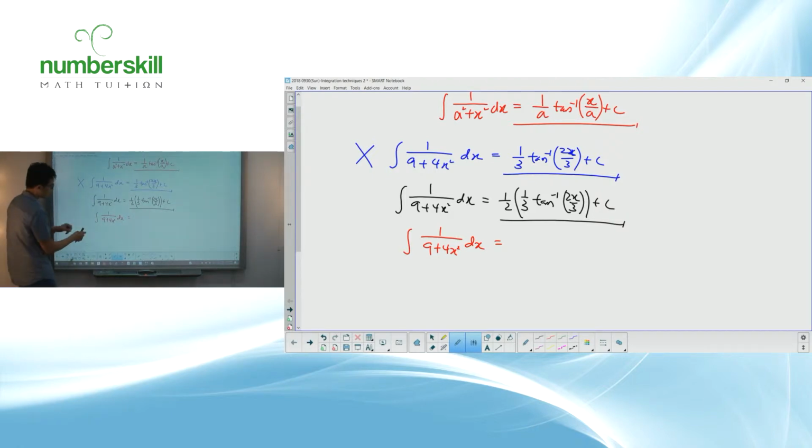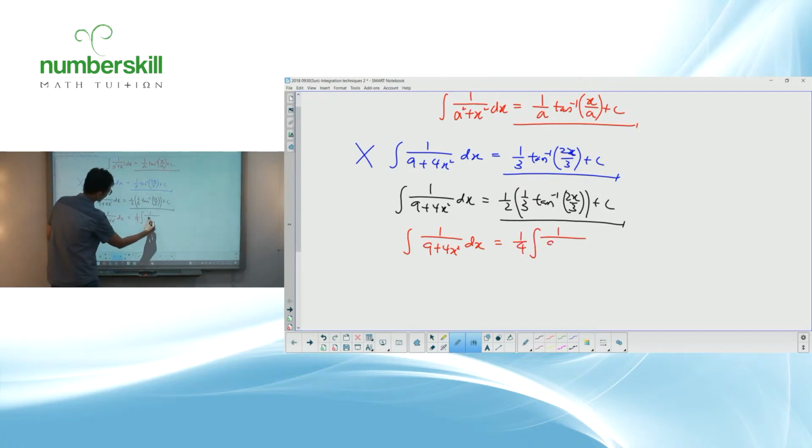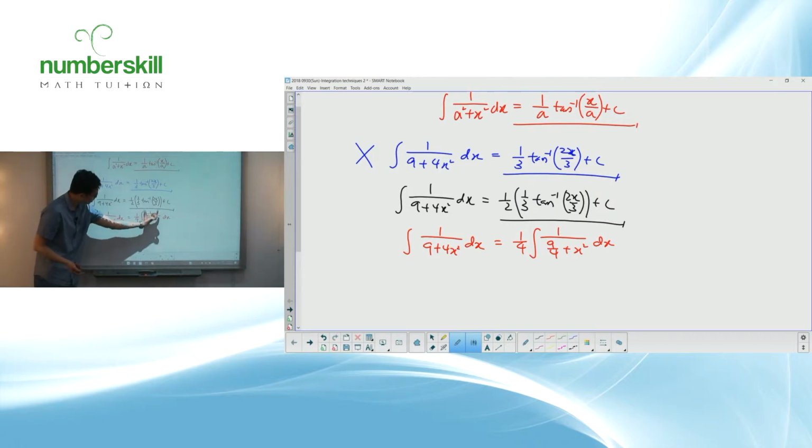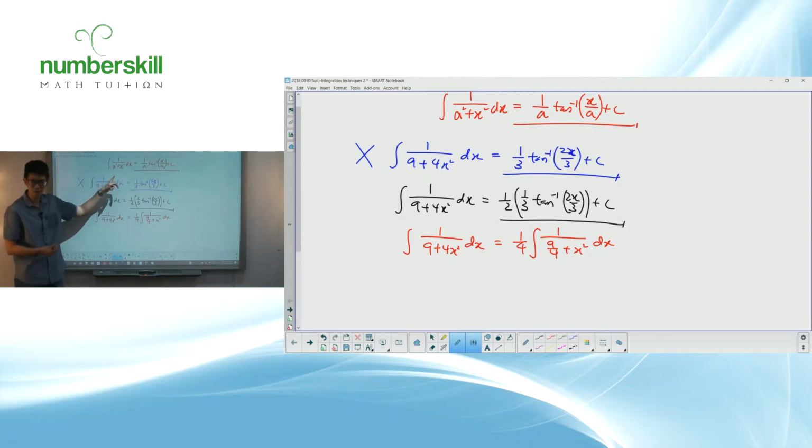Yes, pay attention. What I prefer to do is to make sure your x is always 1x. How am I going to do that? Well, factorize out the 1/4. So you factorize out 1/4, you get 9/4 plus x squared dx. Ta-da! Then you go, so I have a 1/4, but that's okay. A 1/4 is just there, it's a constant. But whatever that's left over on the inside is literally the formula.